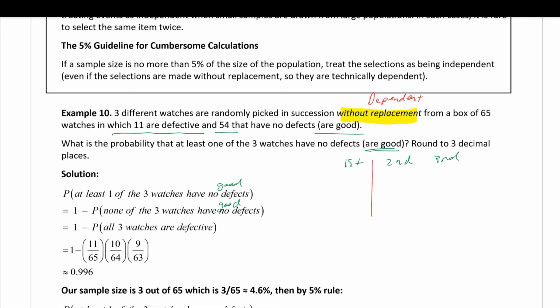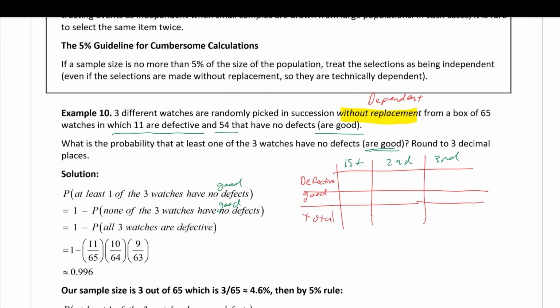I'm going to draw a little table here. We have defective, we have good watches, and then we have total. In the first selection, we have a total of 65 watches. They told us that there are 11 that are defective and 54 are good. So the probability that all 3 watches are defective, well, the first one being defective is 11 out of 65, so that's this fraction.